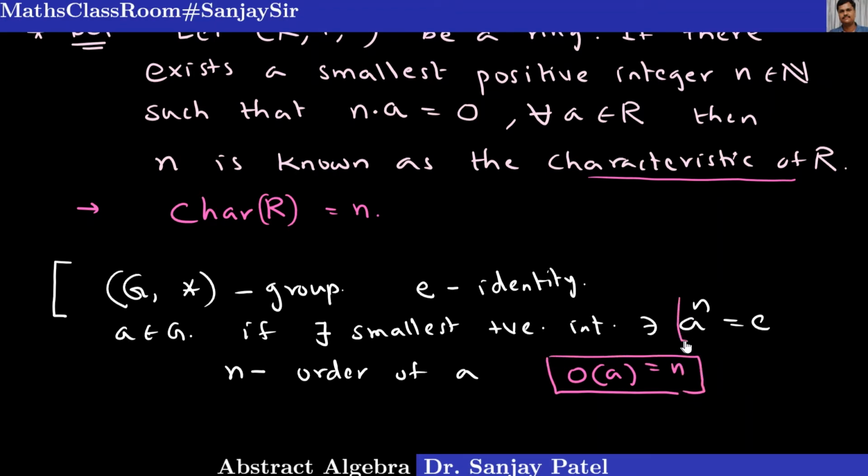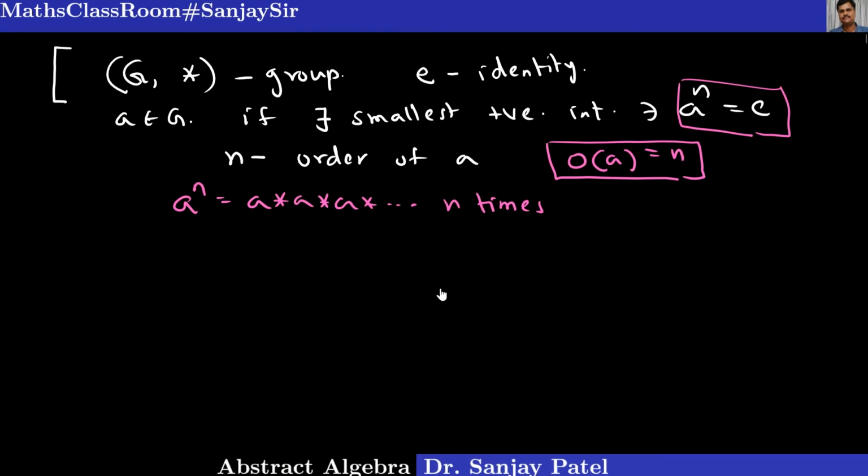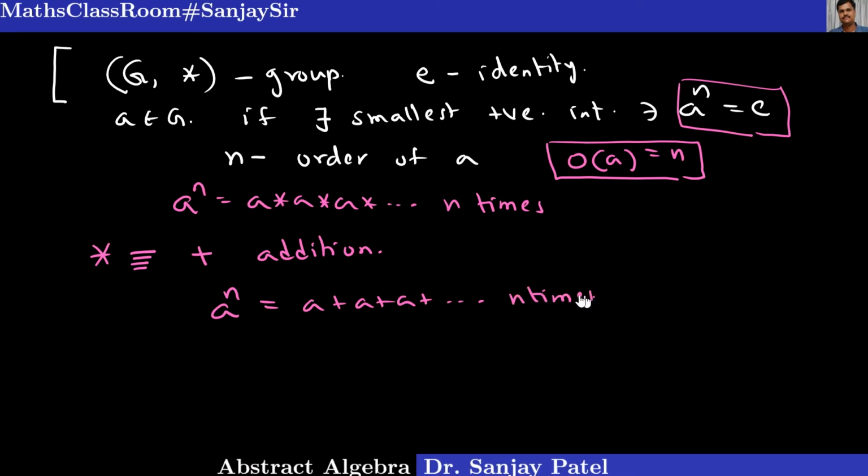Here in the case of group theory, you know the meaning of a raised to n is a star a, and so on, n times. There is only one operation in the group. Remember this. And G can be any group, star can be any operation. So if the operation star is say plus, that is the operation of addition, any kind of addition, then this notation a raised to n becomes a plus a, n times.